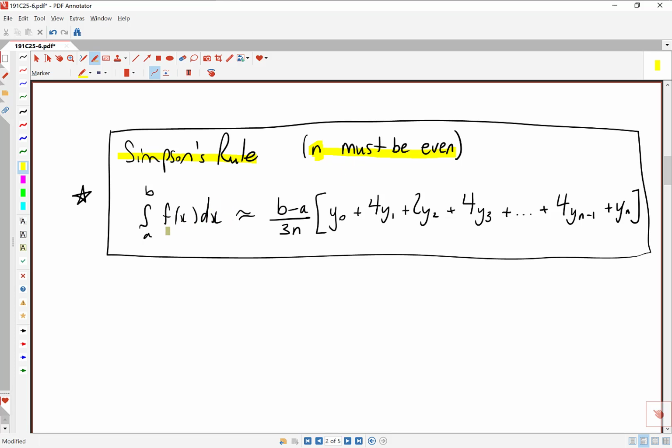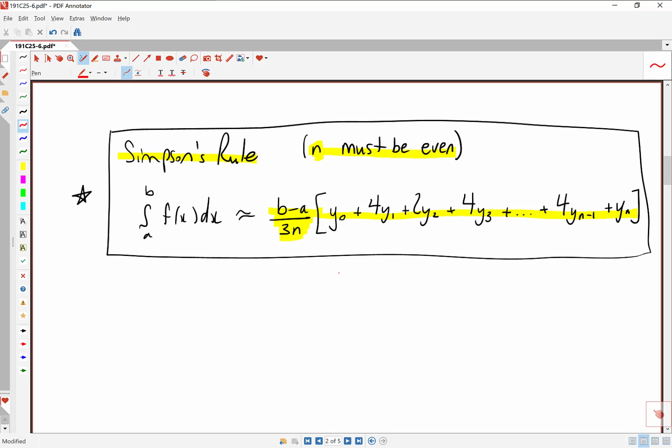So the actual rule says that to approximate a definite integral, you're going to take b minus a, divide by 3n, and multiply that by some specific y values. So the y values represent the height of the curve at a few different points along the x-axis. Now, probably what's most interesting here is just the pattern of the coefficients that we're seeing in this bracket.